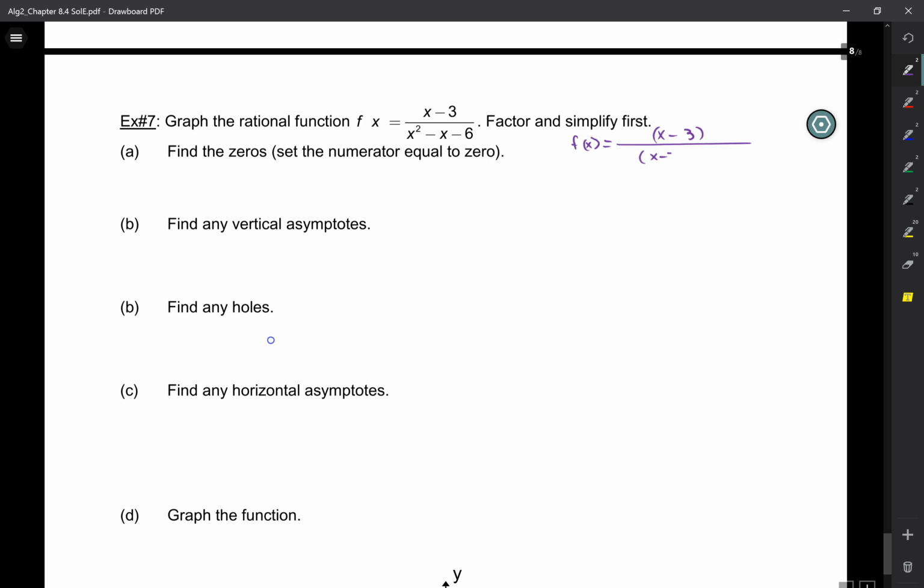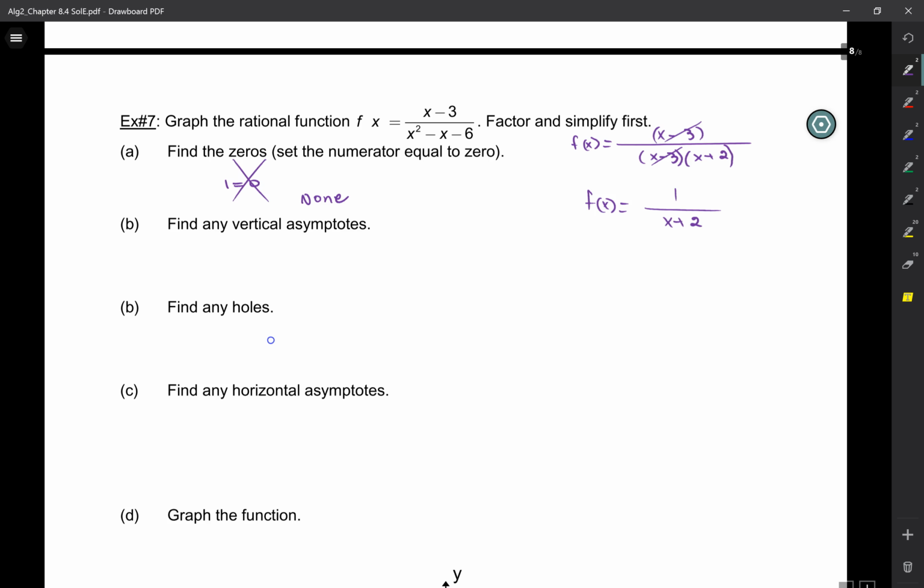When I factor this, let's see, (x minus 3)(x plus 2). Okay? So the x minus 3's cancel. So f of x is equal to 1 over x plus 2. Now, it says find the zeros. Set the numerator equal to 0. Well, we're going to use the final version. 1 equals 0. That doesn't work, so there are none.